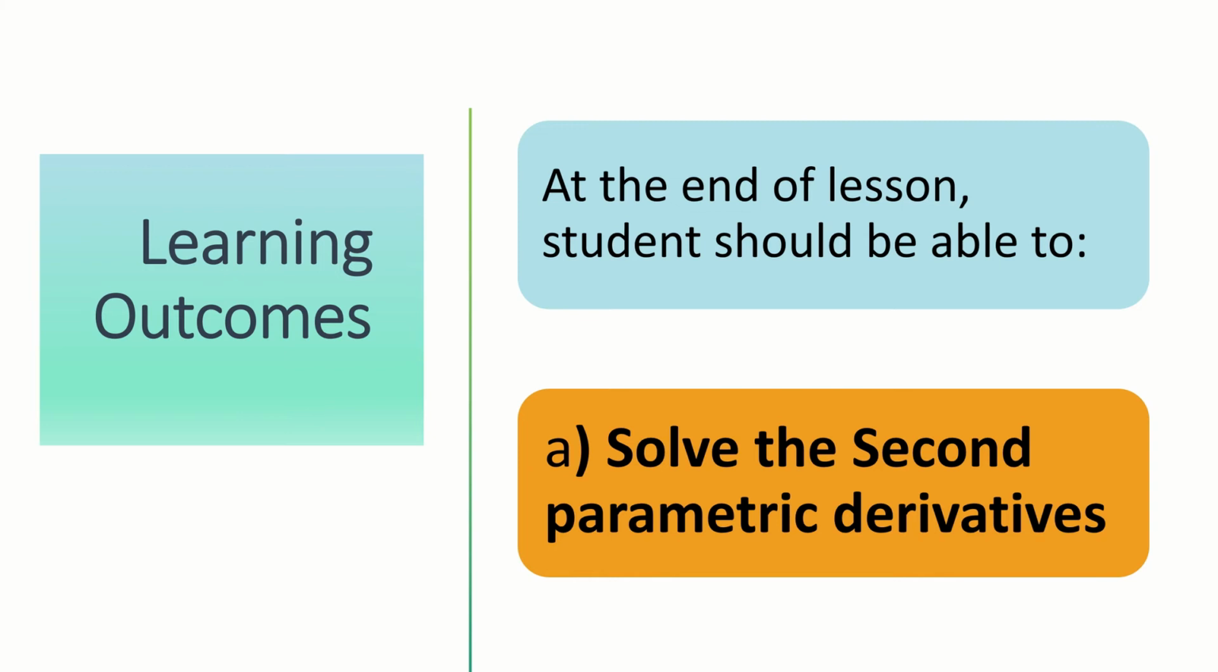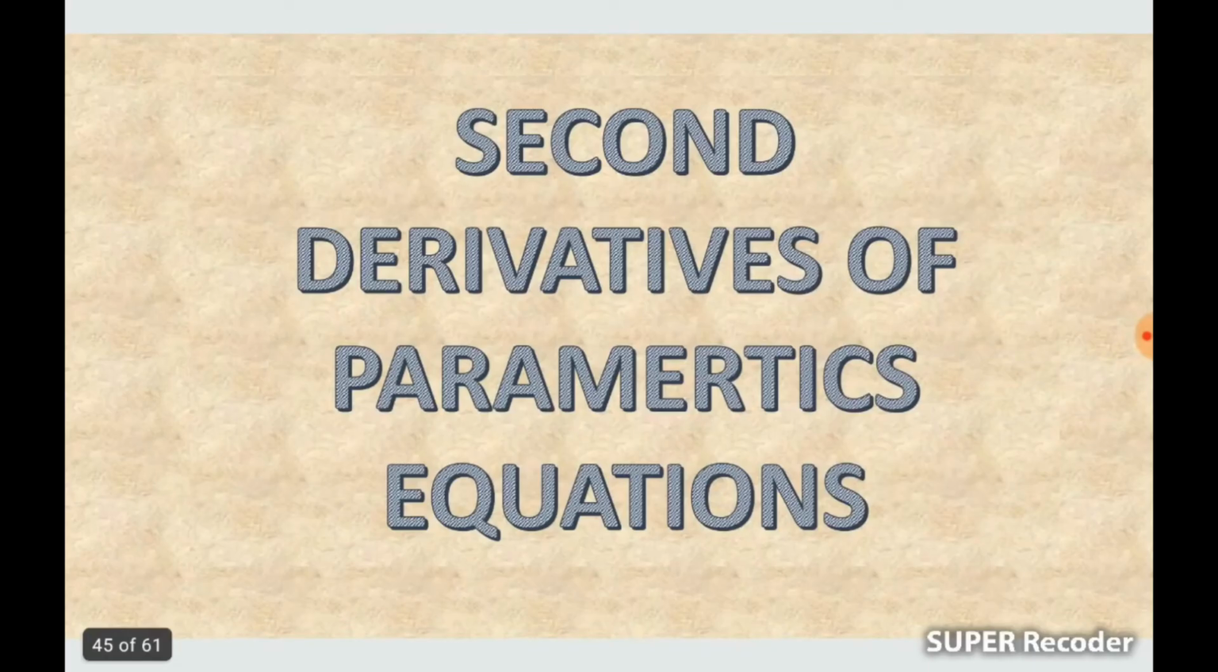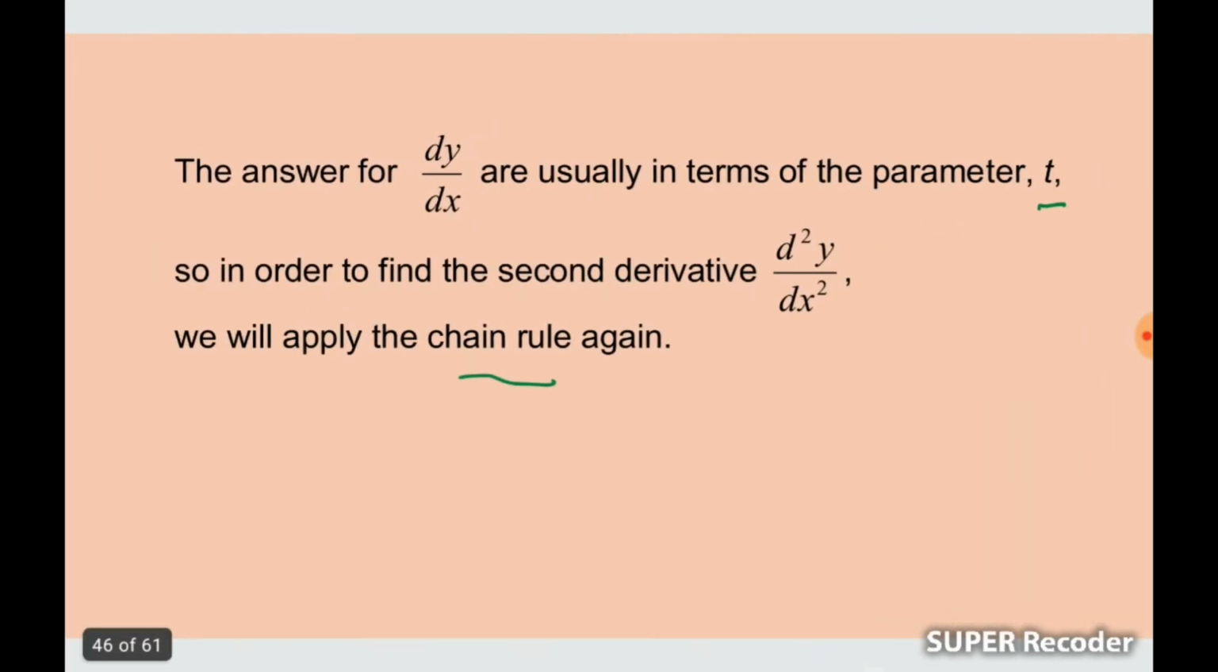At the end of the lesson, students should be able to solve the second parametric derivative. Second derivative of parametric equations. The answer for dy/dx is usually in terms of the parameter t. So, in order to find the second derivative, that is d squared y over dx squared, we will apply the chain rule again.